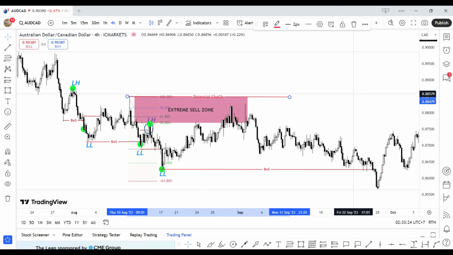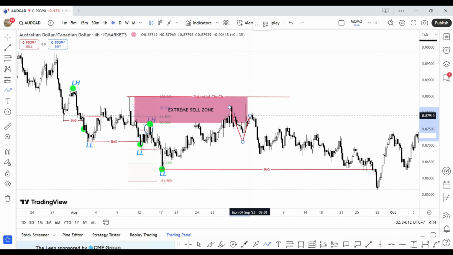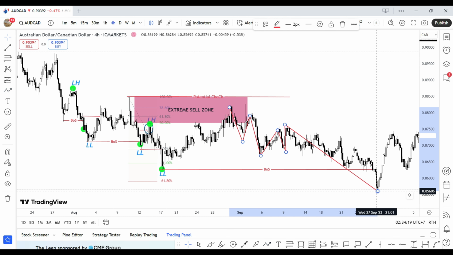You don't have to mark it the same way I do, but at least you know that if the market price did not respect your extreme sell zone and broke it, you have a change of character. So you are going to shift your market analysis from bearish to bullish. But in our scenario here, the market price respected our extreme zone and started to move down until it broke our recent lower low, confirming a new break of structure.